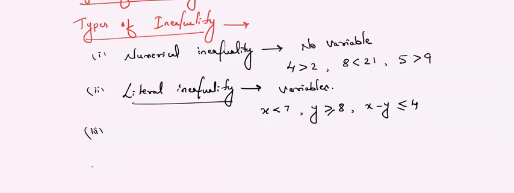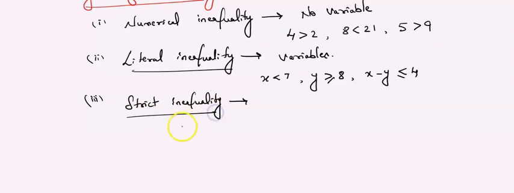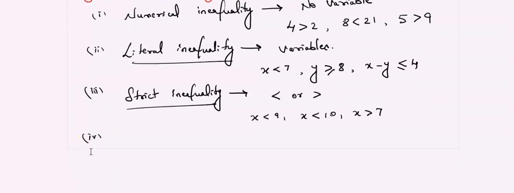In the third case we have the next type of inequality, that is strict inequality. What is strict inequality? An inequality which has only less than or greater than. If the inequality has only less than or greater than, that is called strict inequality. Example: x is less than 9, x is less than 10, x is greater than 7. Such an inequality we call strict inequality.